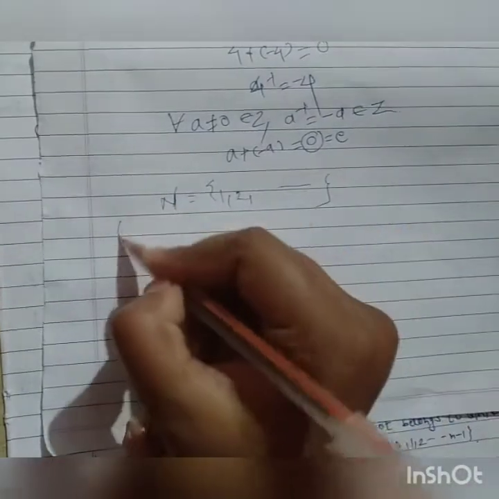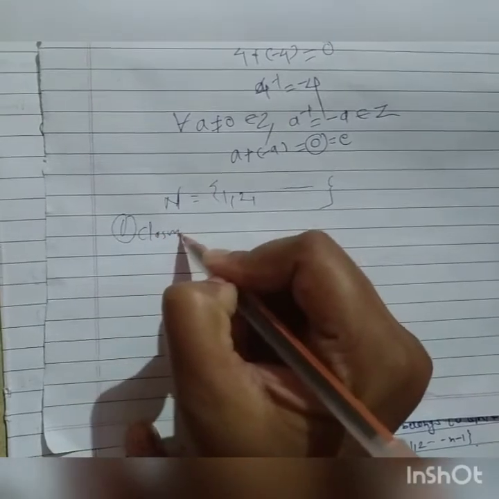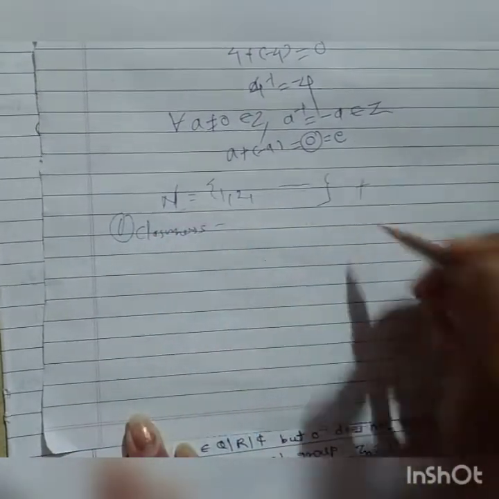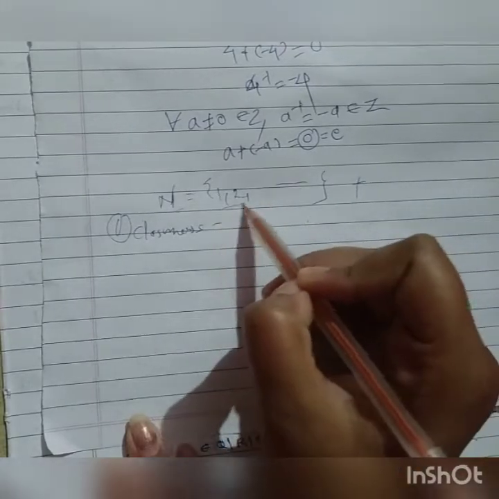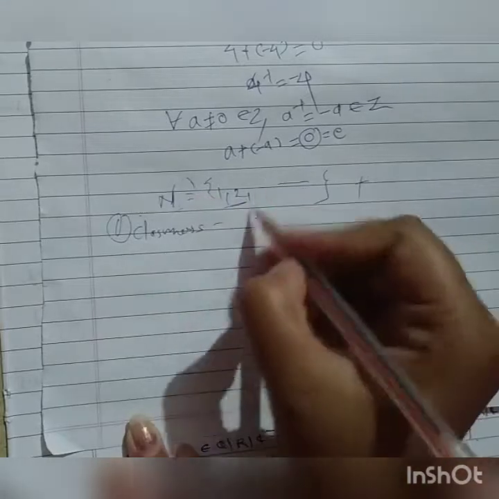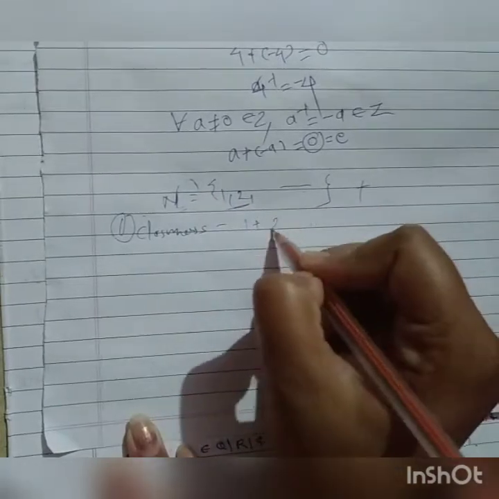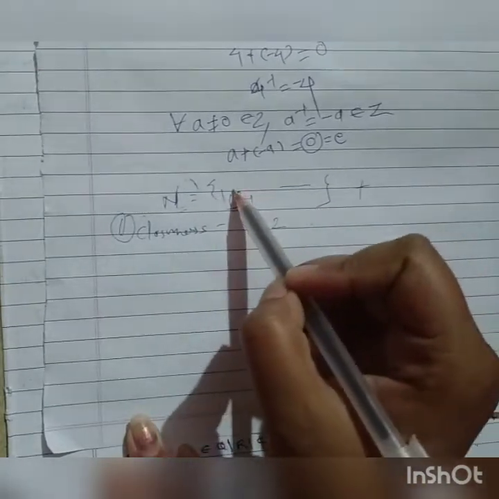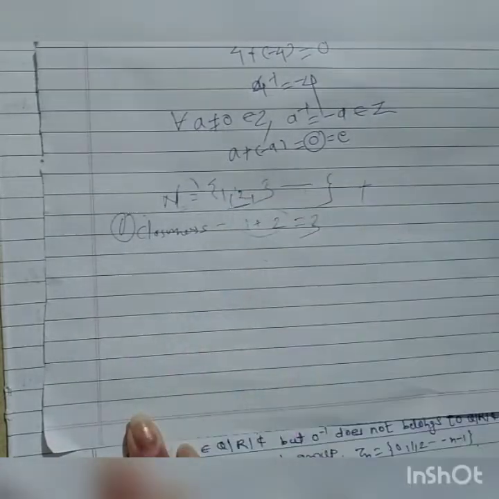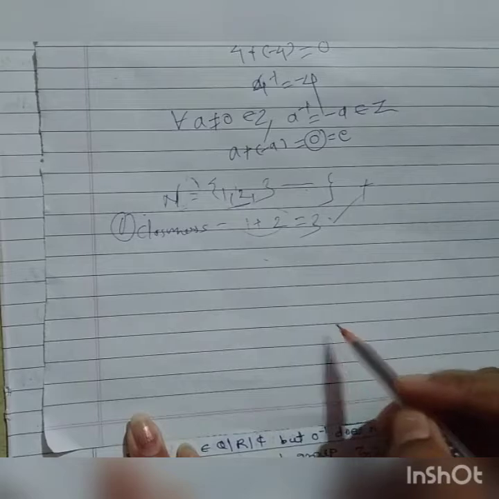Now consider the first property. Which property? Closure. If we consider two elements belonging to the set of natural numbers, here the binary operation is plus. Is their addition in the set of natural numbers? Obviously, 1 plus 2 belongs to the set of natural numbers, 1 plus 2 is equal to 3. We know that 3 belongs to the set of natural numbers, therefore the first property is satisfied.